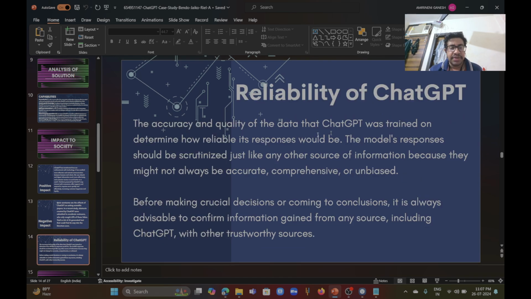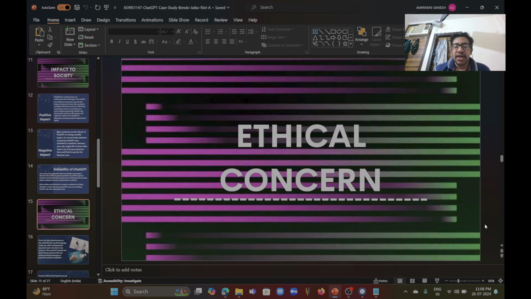Reliability of ChatGPT: accuracy and quality of data. ChatGPT was trained on data, so determining how reliable the responses are is important, since they are not always accurate or comprehensive. When making crucial decisions or coming to conclusions, it is always advisable to confirm information gained from any source, including ChatGPT, with other trustworthy sources. And ethical concerns.